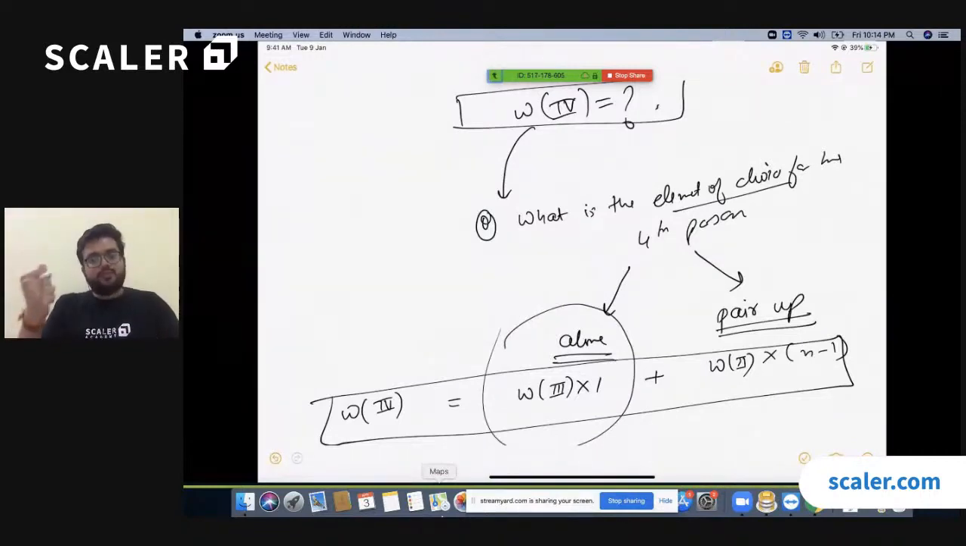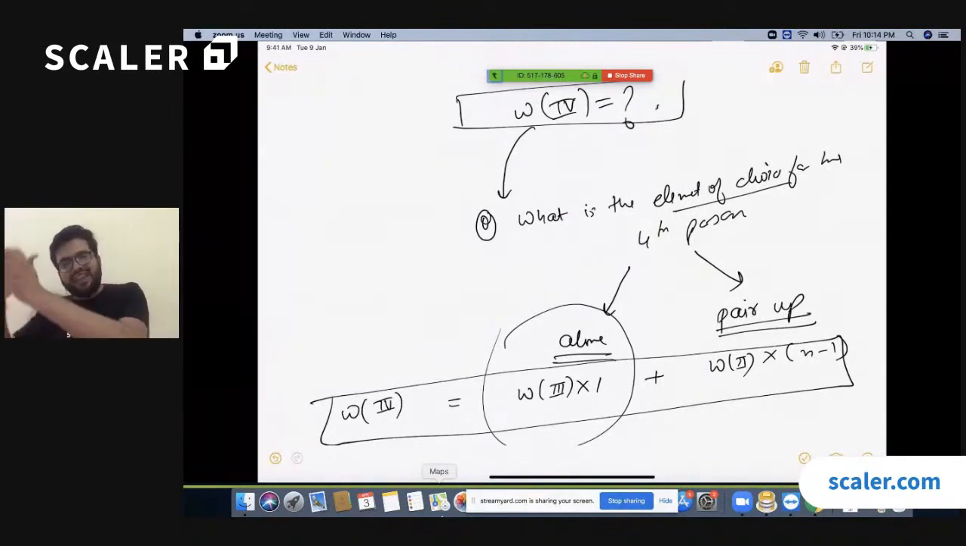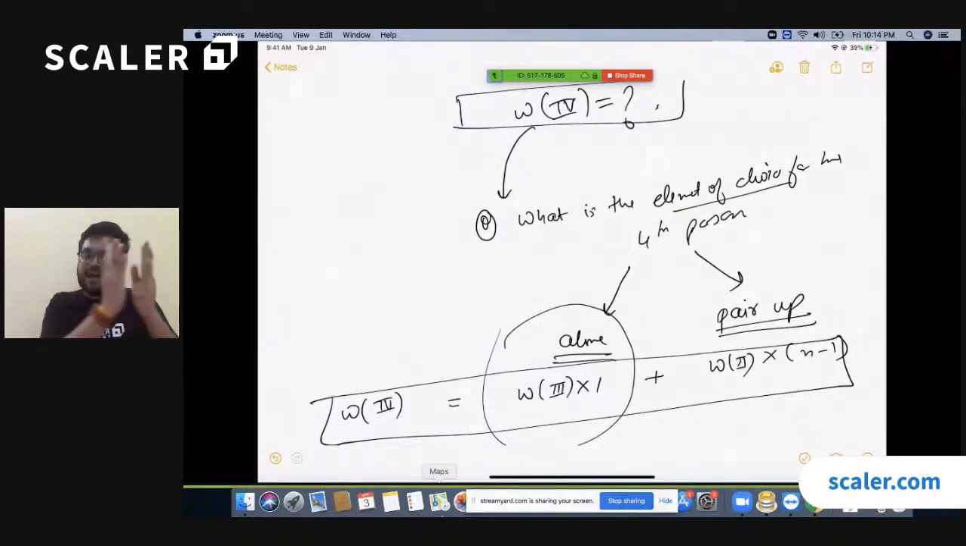The number of ways would still be the number of ways for 3 people to join the party. They can pair up, they can do whatever they want. I will just multiply by 1 with that, because the fourth person is just going to the party and not pairing up with anybody else, not changing any other dimension, not changing any other part of the problem.